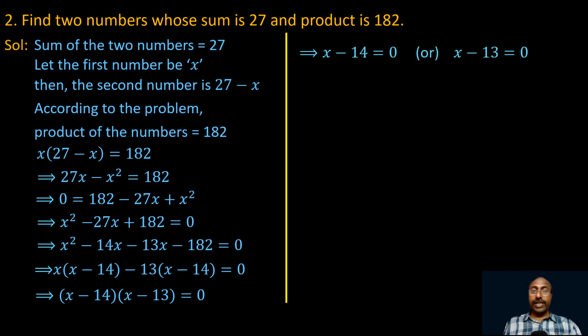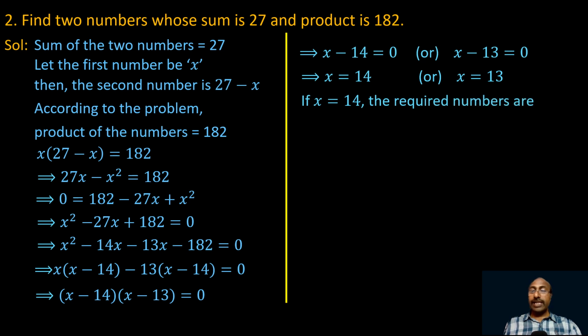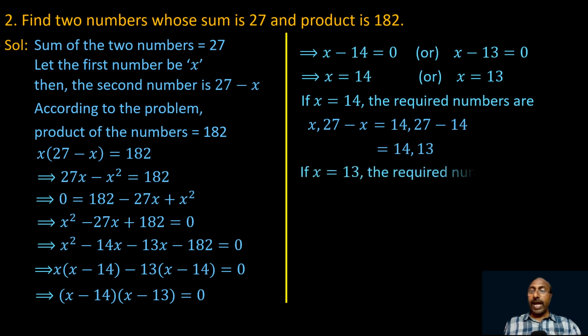That is, either x minus 14 equal to 0 or x minus 13 equal to 0. That is, x equal to 14 or x equal to 13. Okay, as usual, we find the roots of the equation: x equal to 14 and x equal to 13. So let us find what our required numbers are. The first number is x and the second number is 27 minus x. So the required numbers are x comma 27 minus x, that is 14 comma 27 minus 14, and the numbers are 14 comma 13.